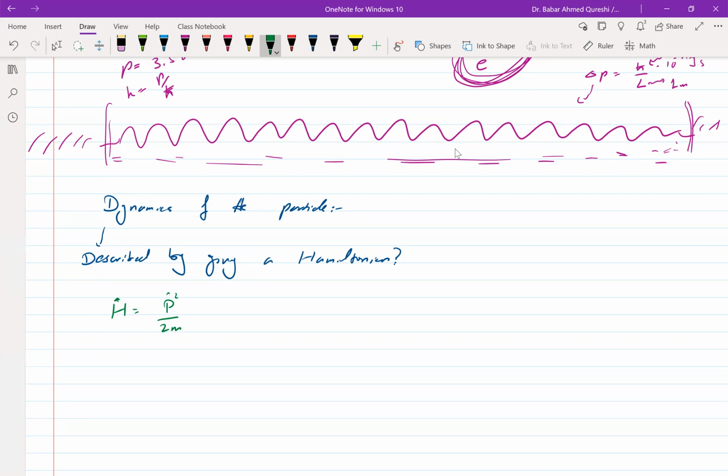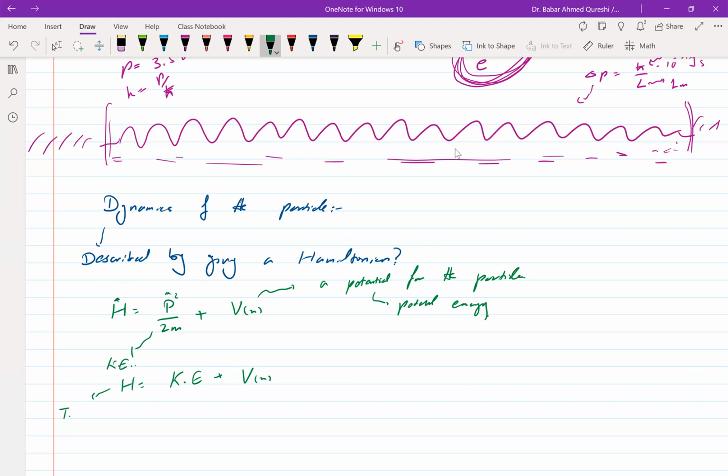But for most simple systems, all you do is you take the energy expression for your particle. Energy will involve momenta and position, position because you will have a potential, or potential energy for the particle, and this is the kinetic energy. So the Hamiltonian for most simple cases is just kinetic energy plus potential energy. So this is like total energy.